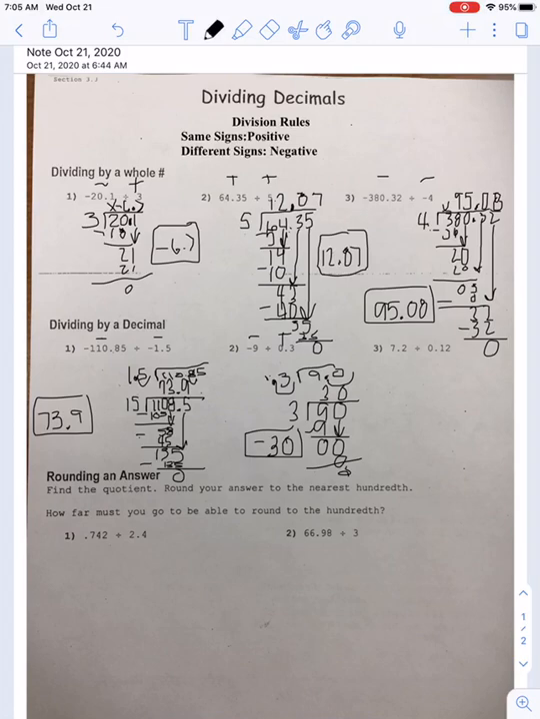And for number 3, we have 7.2 divided by 0.12. Remember, the first number goes on the inside of the divider. The second number goes on the outside. In this problem, to make the outside a whole number, we need to move the decimal twice. 1, 2. So we have to do the same thing on the inside, which will make this problem 12 divided by 720.